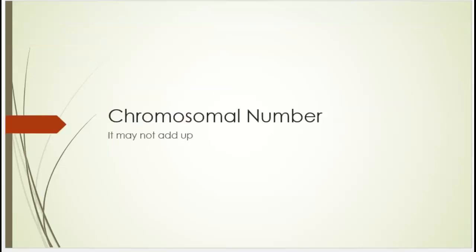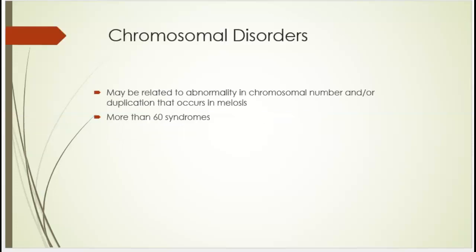Okay, chromosomal number just may not add up. And yep, you probably already know the chromosomal disorder that we're going to talk about. So there can be an abnormality in chromosomal number and or duplication that happens in meiosis. And meiosis happens when sperm and eggs divide and get ready to join together so they don't have too many chromosomes, right? We can't have 46 chromosomes in an egg and 46 chromosomes in a sperm. That would give us way too many chromosomes. They actually will decrease down to 23 chromosomes so they can join together as 23 pairs of chromosomes, which is now 46 chromosomes.